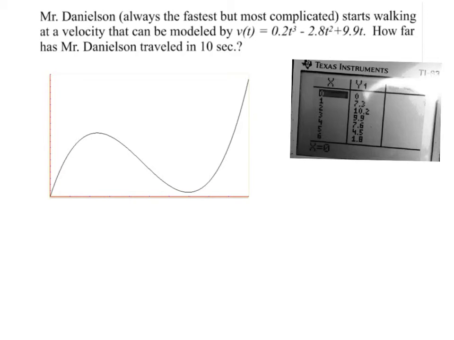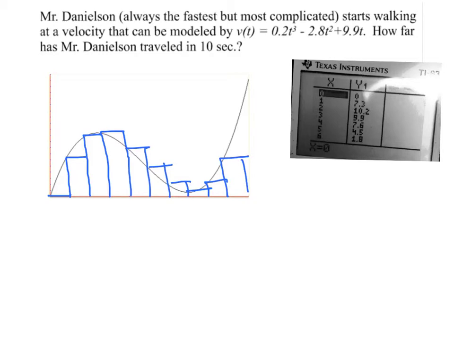Now, I want to draw another set of rectangles. Okay, this time I'm going to use the left side to set the height. So again, you've got some underestimates, you've got some overestimates. But now I've let the left-hand side. These are called Riemann sums. Riemann was a mathematician that really studied these and how we could use these.